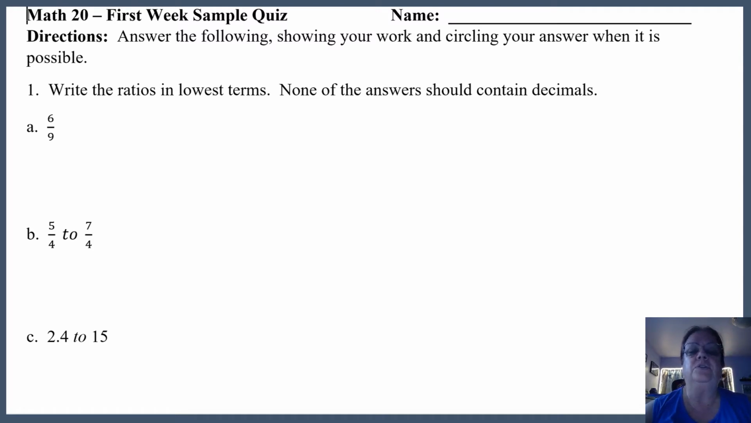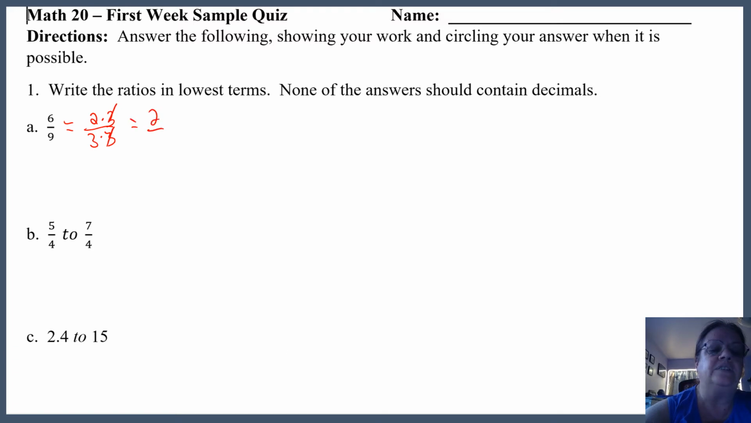Answer the following, showing your work and circling your answers when it is possible. Write the ratios in lowest terms. So that's just simplifying these fractions. So this is going to equal, well, since they both have 3's in them, it's 2 times 3 over 3 times 3. What you really have is 2 over 3. Pretty straightforward. Put a box around it and you're done.